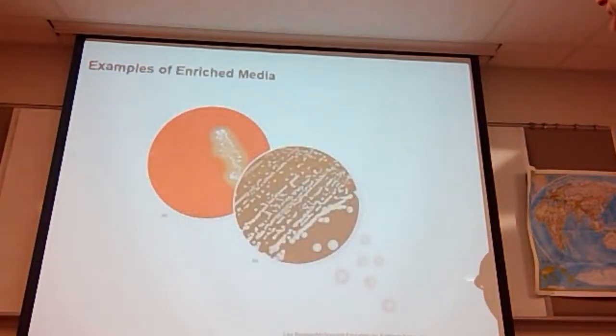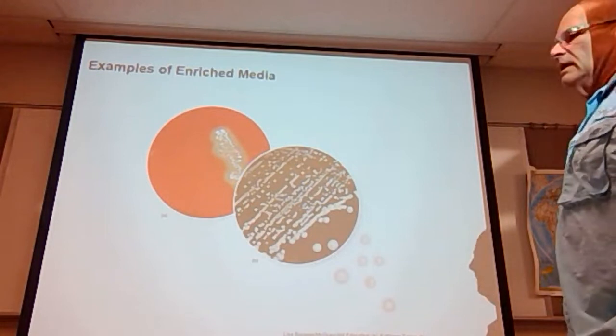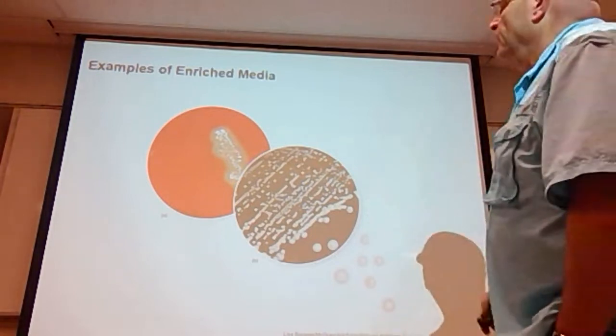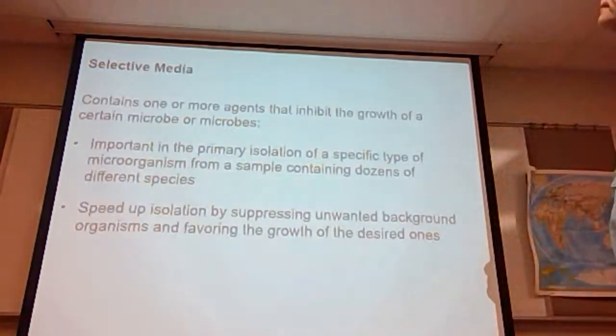There are some examples of different types of media. That is a blood agar. That is an organism growing on the blood agar. And this area around where the agar has changed color is an example of something called hemolysis, which we will talk about later on in the semester and later on in the lab.